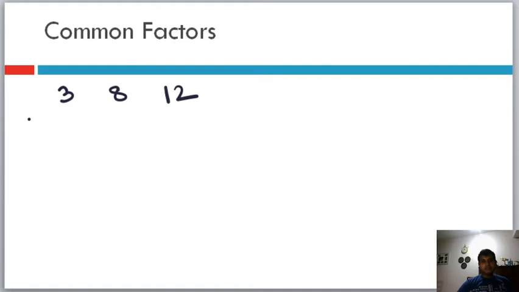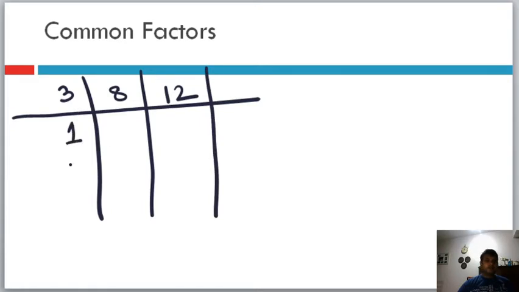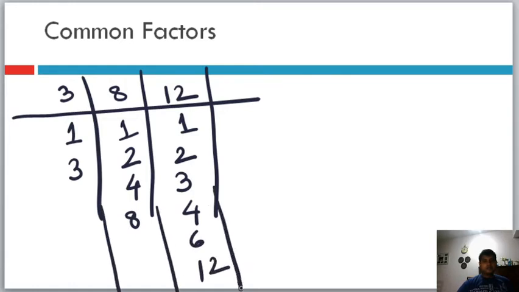So I will be listing down the factors here. What are the factors of 3? 1 and 3. What are the factors of 8? 1, 2, 4 and 8. What are the factors of 12? 1, 2, 3, 4, 6 and 12. Now when I look at all the three numbers, what is the common factor? Only 1 is the common factor. So this is the common factor across these three.